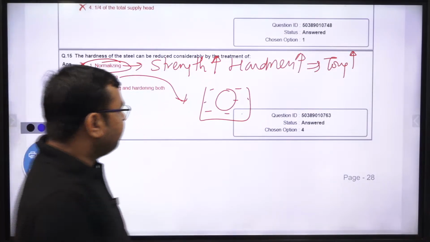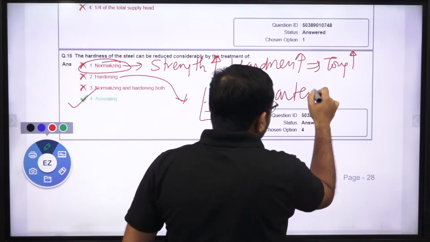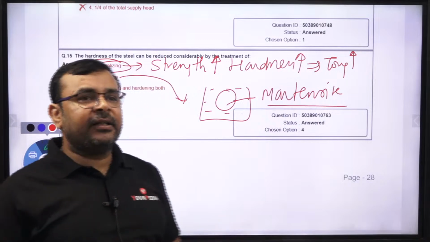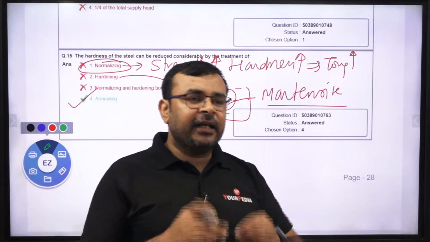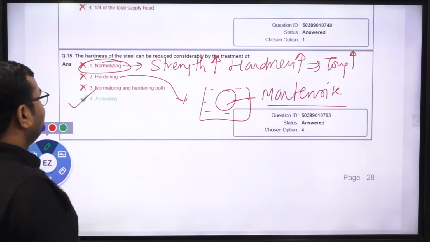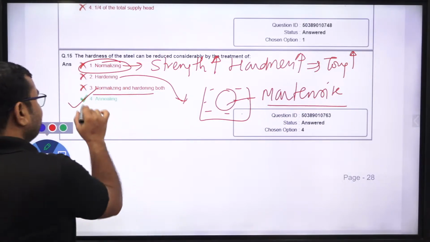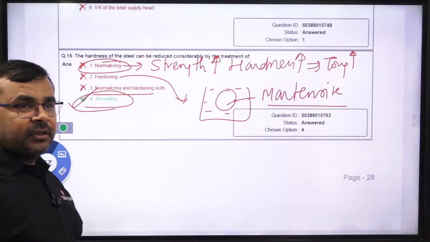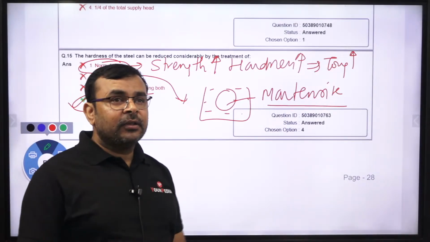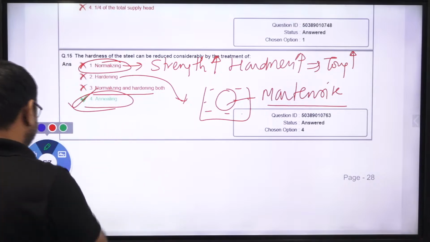And as we know, martensite structure is one of the hardest. Martensite structure is the hardest phase of the iron. Yes or no? And it has a very huge amount of brittleness. So obviously this is the wrong answer. And you can see normalizing and hardening, this is also a wrong answer. So the correct answer is the annealing process. And through the annealing process we can reduce hardness. Yes or no? Through the annealing process we can reduce hardness.